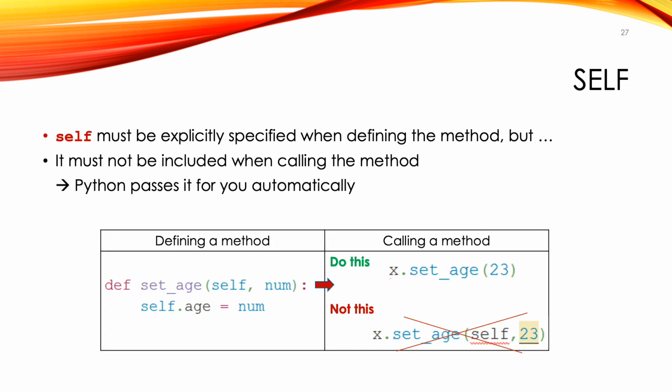Okay, so as you can see in the table, the self parameter must be explicitly specified when you define the method, but it shouldn't be included when you call the method outside the class. Don't worry about the self when you call a method. Python will pass the self automatically.